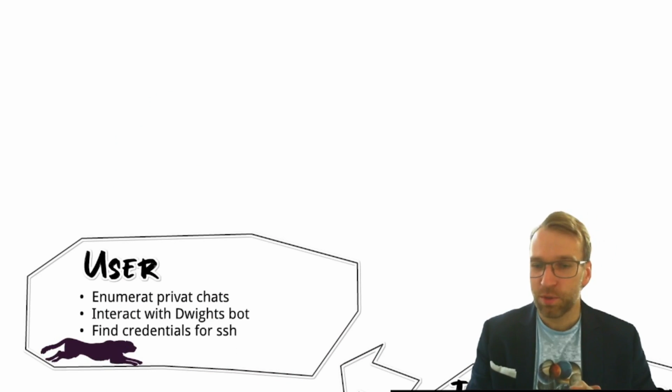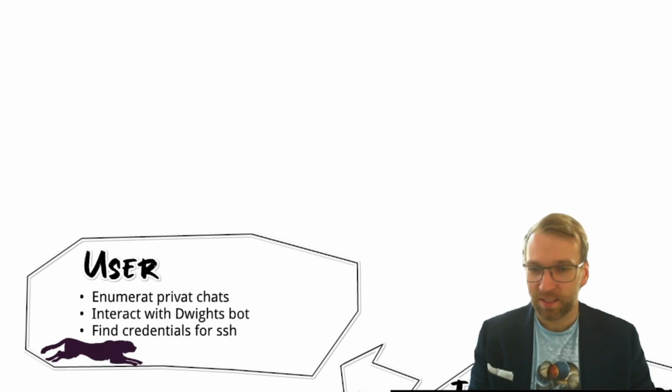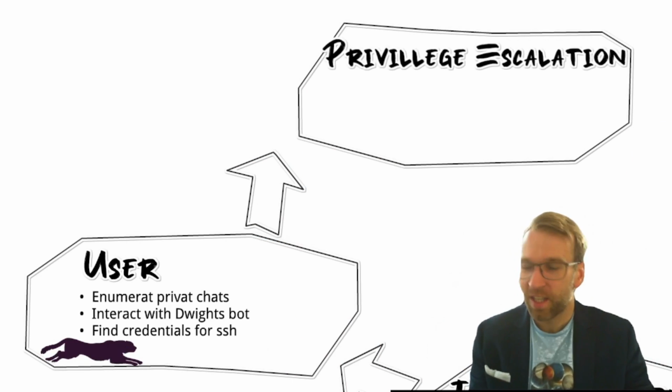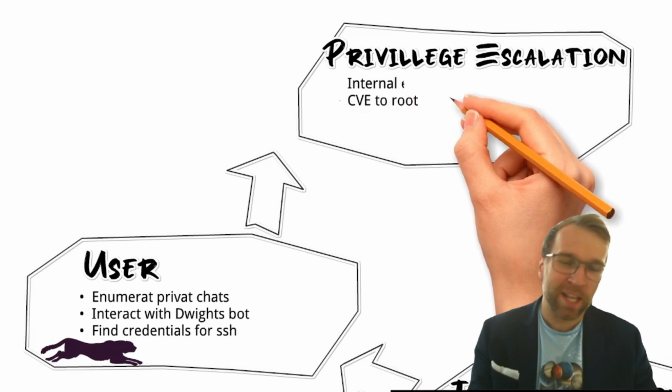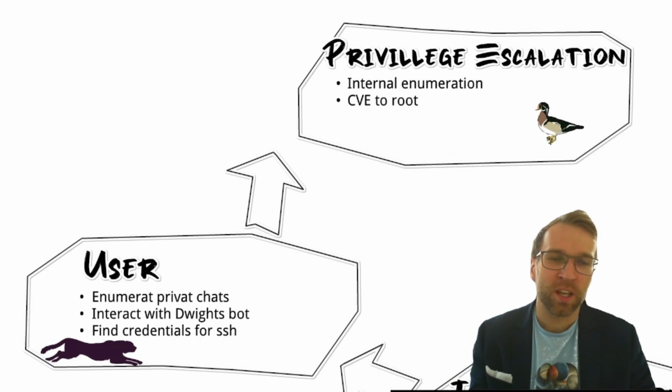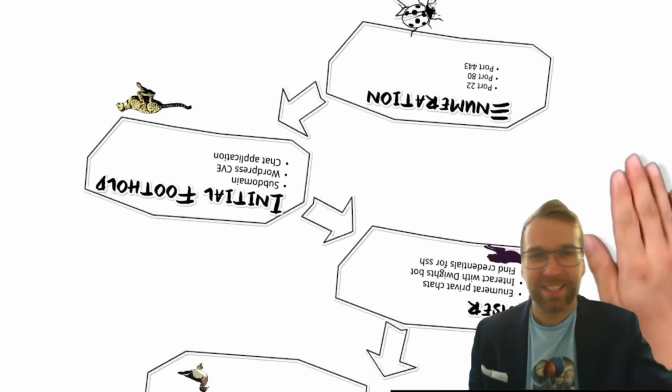All right, so as the user, we're going to enumerate private chats, interact with Dwight's bot from there, find credentials for SSH. Thank you, Dwight. Thank you to your bot. We're going to SSH onto the machine, pivot towards root by doing some internal enumeration, find a CVE, exploit that CVE, and that's how we're going to get access as root. Let's get into it.